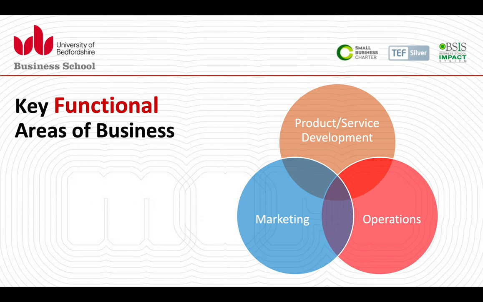Input can be a number of resources: we have manpower, we invest money, financial resources, we have all the fixtures and furniture, equipment, all material. It depends on whether it is a service organization or a manufacturing organization, but operation is a very important key functional area of the business to convert input into output.